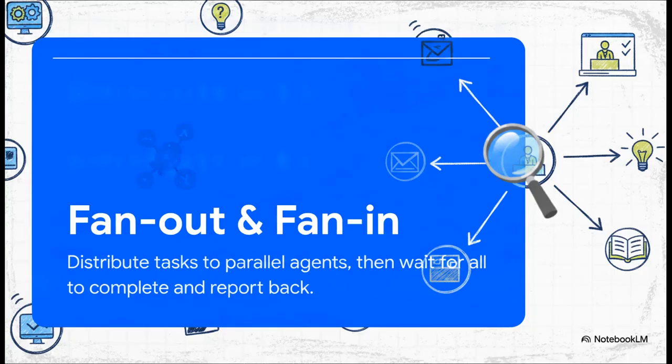So, what if your AI needs to juggle a few things at once? Sequential processing, doing task A, waiting, then task B, waiting, then task C, is just way too slow when those tasks don't actually depend on each other. To fix this, we use two concepts, fan-out and fan-in. Fan-out is when you distribute tasks to multiple parallel agents simultaneously, and fan-in is simply waiting for all those parallel agents to finish up and report back to a single point.